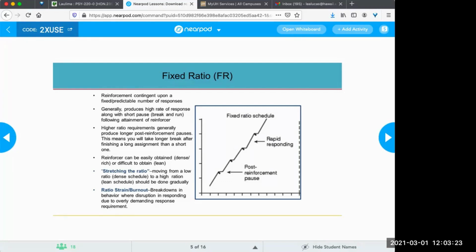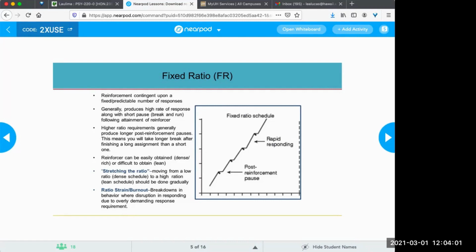Generally, this produces a high rate of responses with short breaks in between the rewards. We have a slowly increasing response, then we have a rapid response, often right before the reward. And oftentimes when we are rewarding the person, we need to look at what the reward is and how we are going to produce the reward, okay?